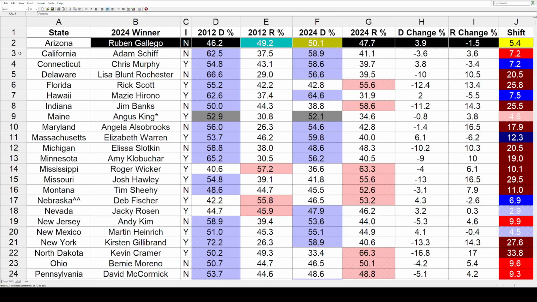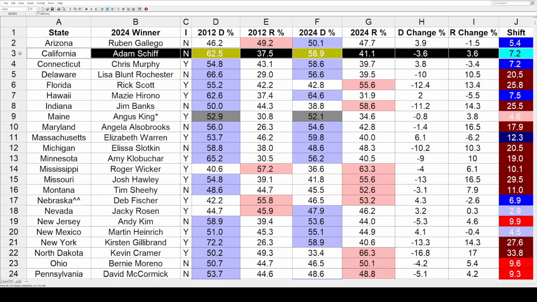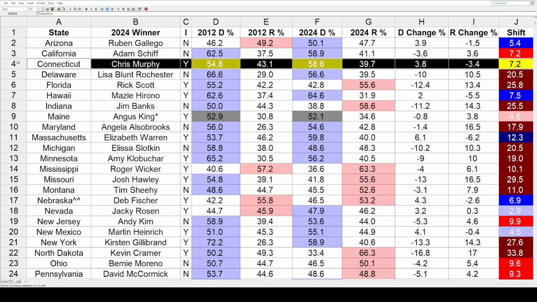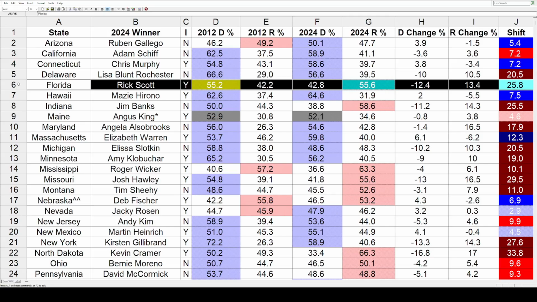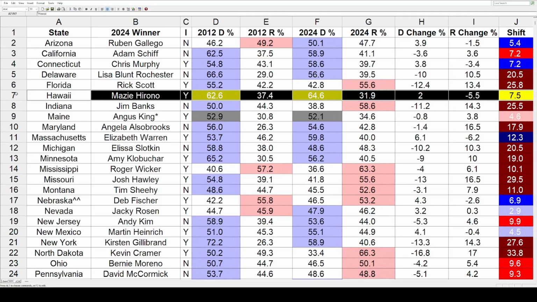Now we can quickly go through most of the rest of these states. In California, that state shifted 7.2 toward the Republicans. In Connecticut, it was the exact same amount, but in the exact opposite direction, 7.2 toward the Dems. Delaware had a massive red shift of 20.5, but not to be outdone, Florida had an even bigger red shift, even though Bill Nelson won it by double digits back in 12. Rick Scott in 24 also won it by double digits. That means we're looking at a swing here of a massive 25.8%. Hawaii went bluer by 7.5.